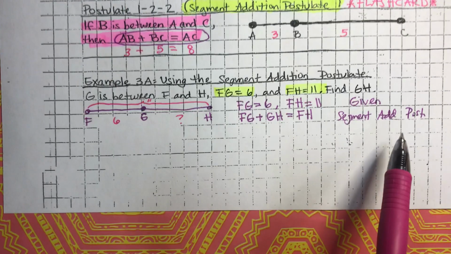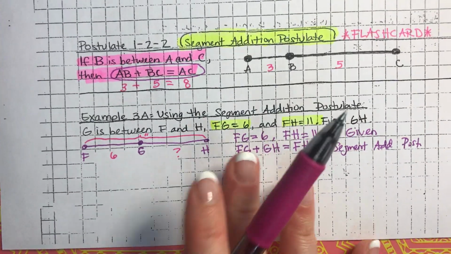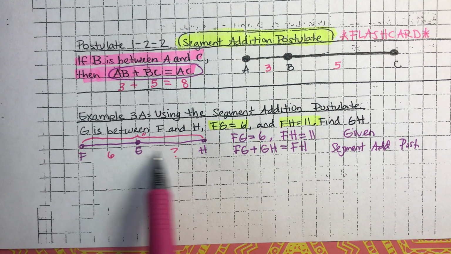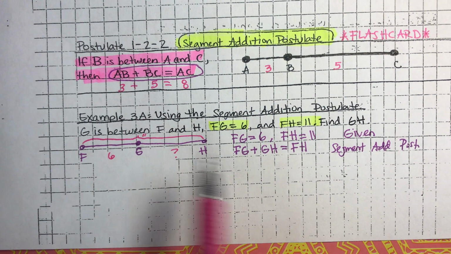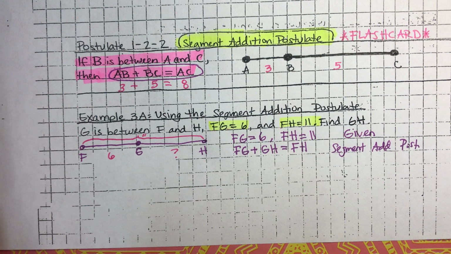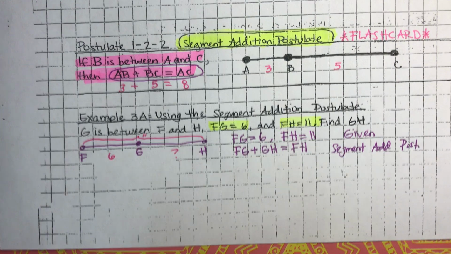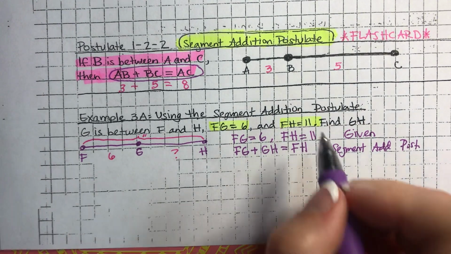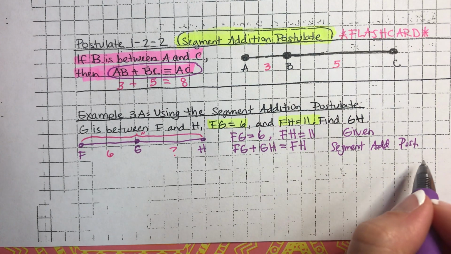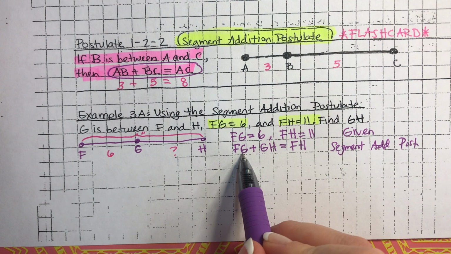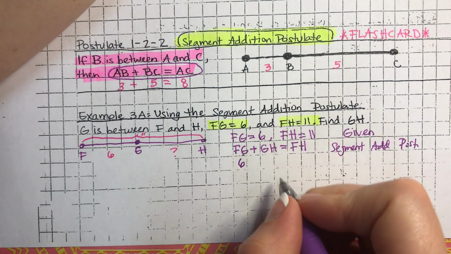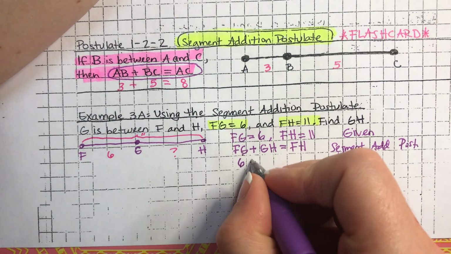We use this segment addition postulate because we just learned about it right up here, and we said, oh, hey, if I have this piece and this piece here, FG and GH, I can add those together and I get the whole. This part and this part makes up the whole thing, which is called the segment addition postulate. Then what I'm going to do is take these given values and substitute them into our segment addition postulate. So FG, what's FG? Well, it's the same thing as 6, so I'm going to substitute 6 in for FG. I don't know GH, that's what we're trying to figure out.